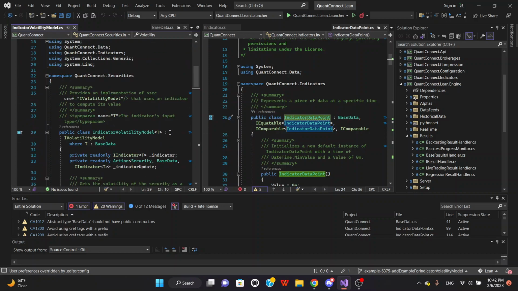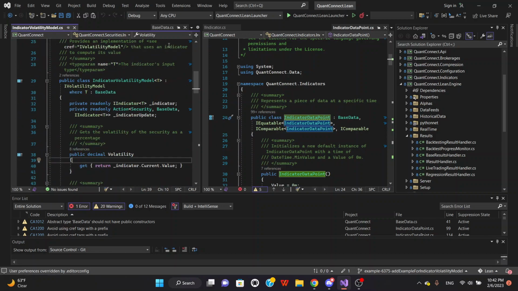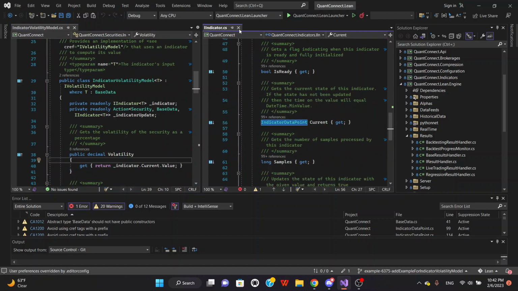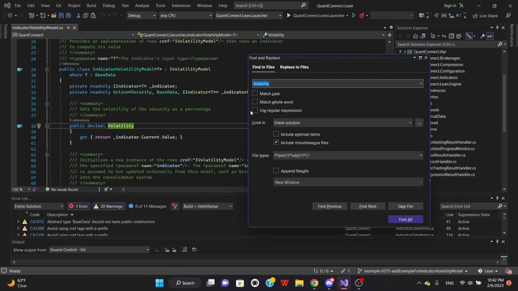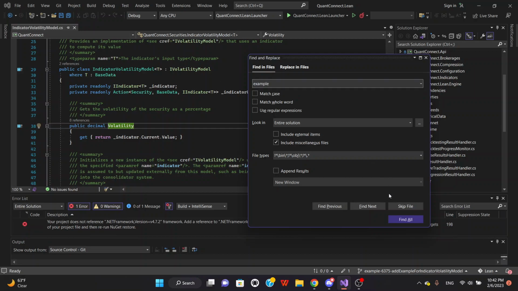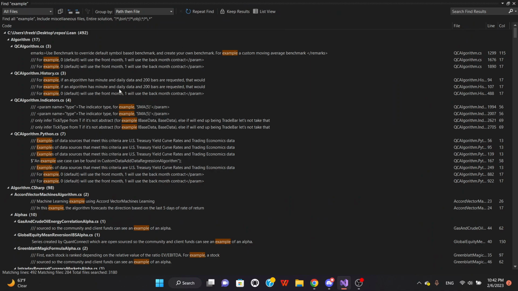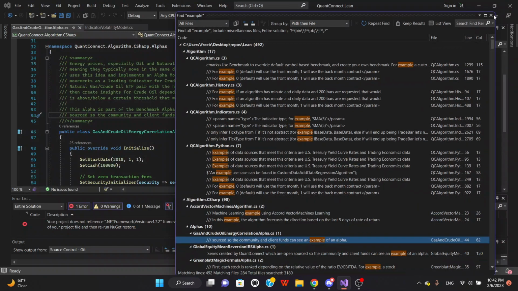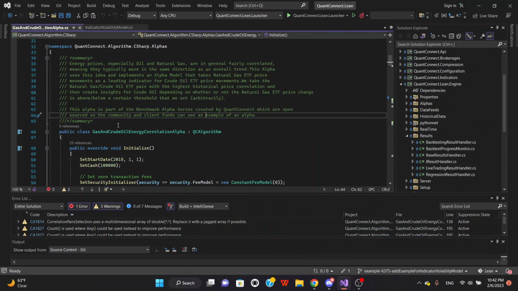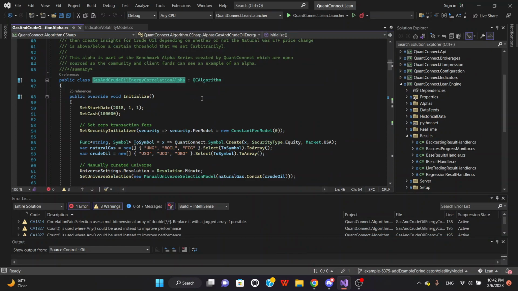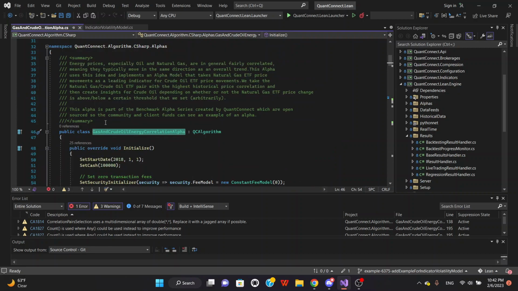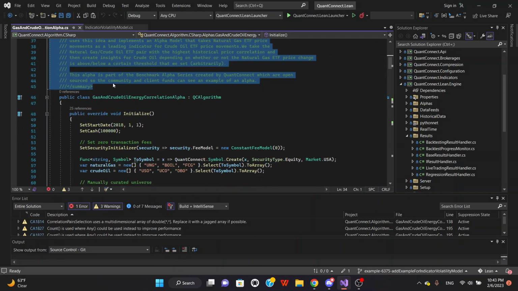After a while, I realized maybe this would not be the best way to approach this. Maybe it would be better if I look at the examples somebody has written already, so that I have an idea what they're asking for. So I searched for examples, and for example, this one right here. This is an example of gas and crude oil energy correlation alpha, which has more explanation here about what exactly it does.